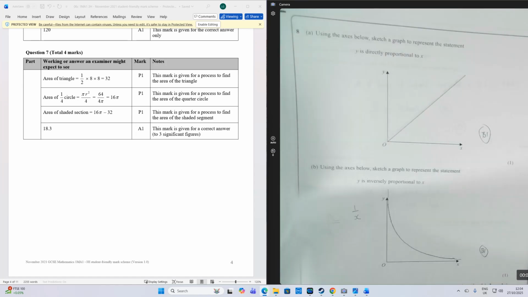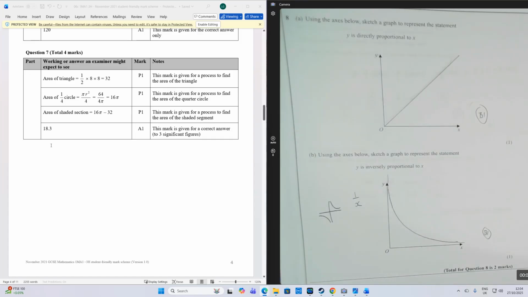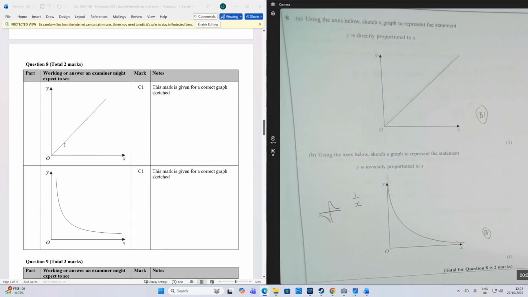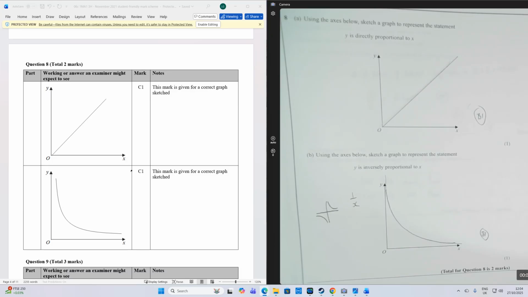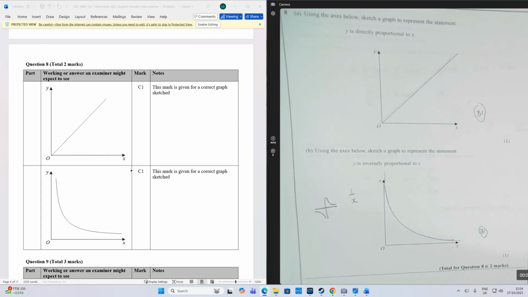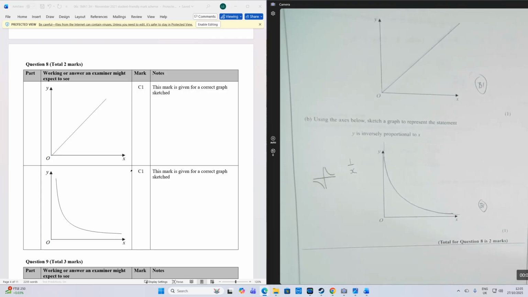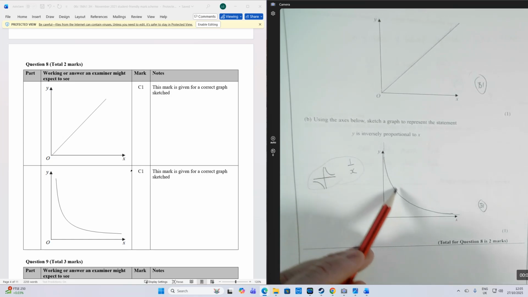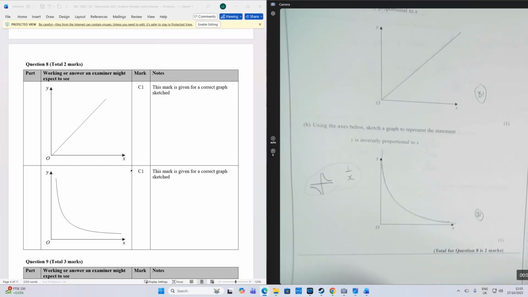Okay, now question 8. Using the axes below, sketch a graph to represent something that is directly proportional. Okay, so directly proportional is just going to be a straight line going through the origin. It doesn't really matter about the gradient. The gradient would just depend on whether there was a different value of k in there. Inversely proportional, if something is inversely proportional, then y is proportional to 1 over x, and the graph of y equals 1 over x looks like that. So in the portion that we've got, it's just going to be that kind of a curve, looking something like that. So that's all we would need to do for question 8.